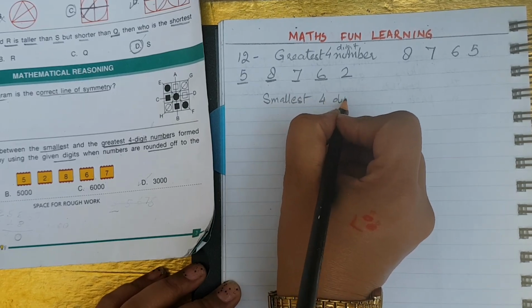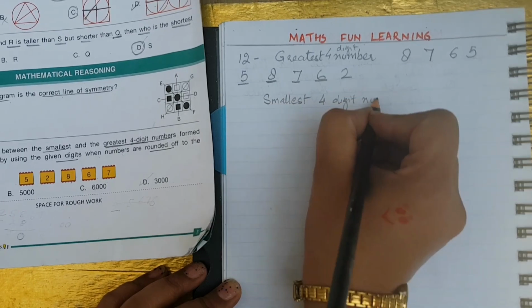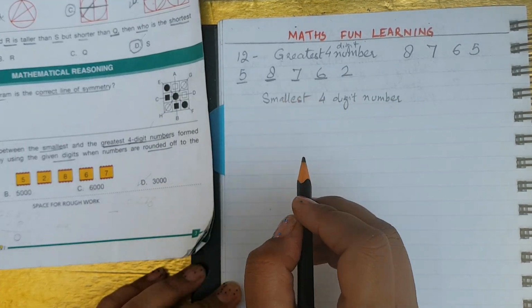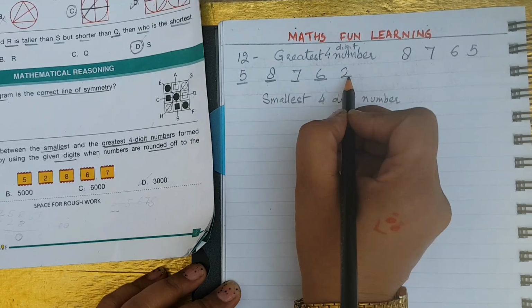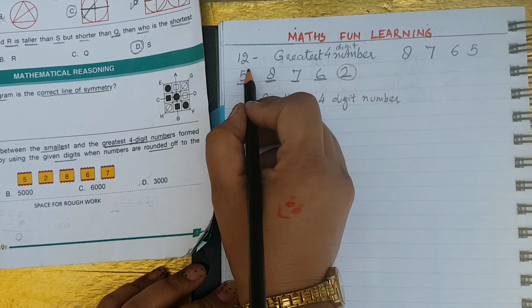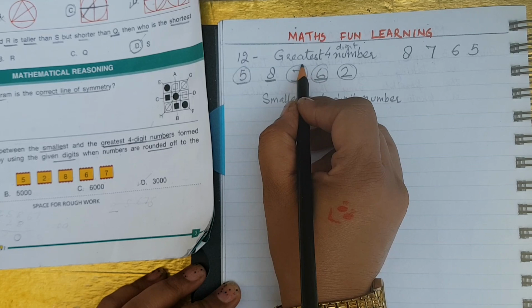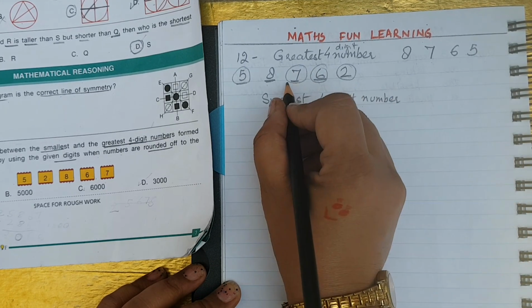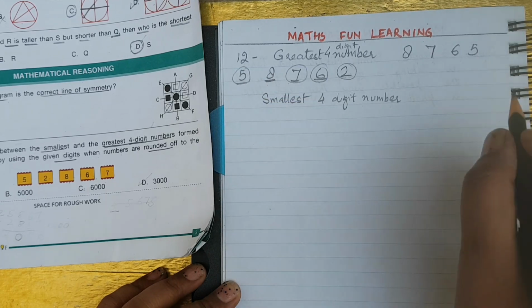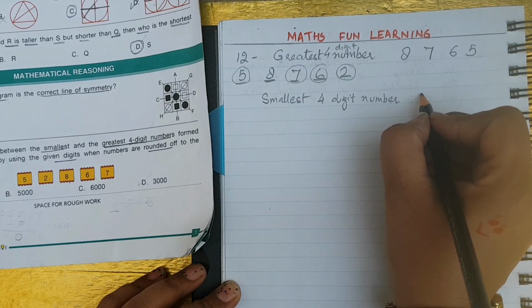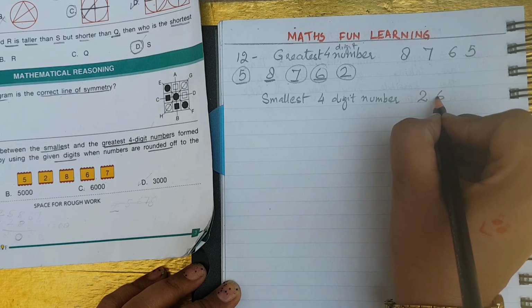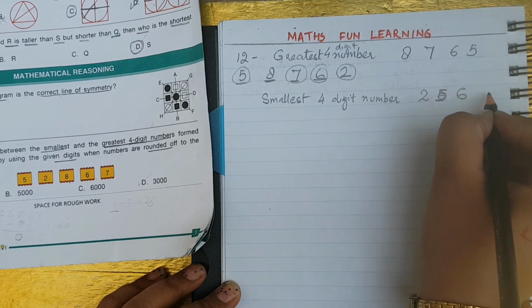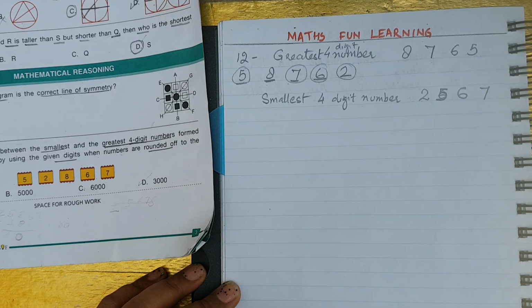Now I have to make the smallest 4-digit number. For making the smallest 4-digit number, I have to take the 4 smaller numbers. So I'll just take 2, 5, 6 and 7. For making a smaller number, we have to arrange these numbers in ascending order, or increasing order: 2, 5, 6 and 7.